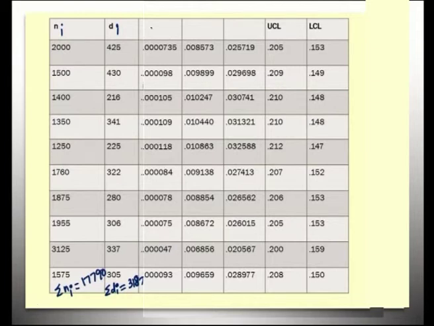So that we calculate in the tabular column each and every value. Just look at the tabular column. This is the P bar Q bar by N value. This value is 0.0000735 when divided by Ni. Similarly, this value 0.000098 is actually 0.1791 into 0.8209 divided by 1500. So, like that the values are calculated, and then the square root of P bar Q bar by Ni.